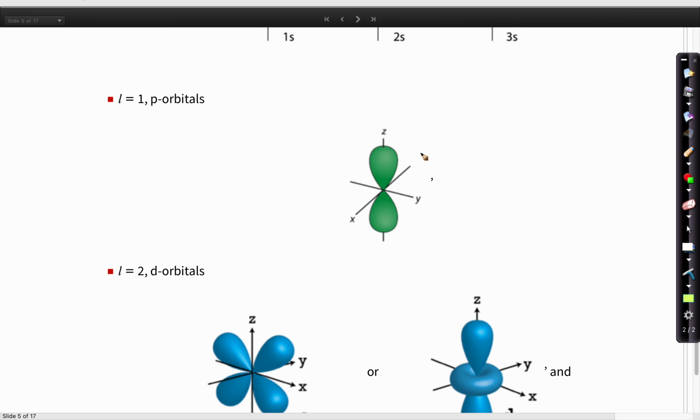So what would this one be? This one would be some psi. It would have some n associated. We'll see which ones we can have here. But then the next number here would be 1. That's supposed to be a 1, not an L. The next number would be 1, and then we would have an m sub L. So as an example, we could have psi 2, 1, 0. That would be an example of an orbital shaped like this.